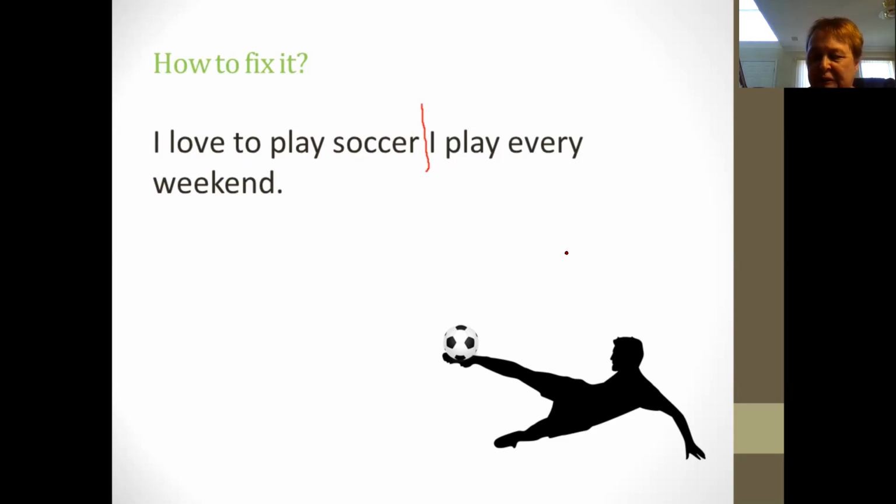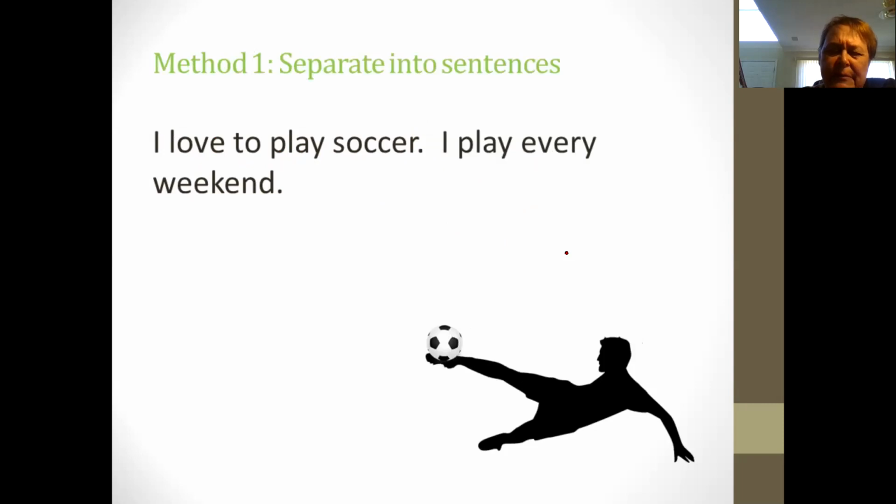So what can we do here to fix these? Let's go to the next one. First method is very, very simple. You just separate them into two separate sentences. I love to play soccer, period, capital letter, I, and actually I has a capital letter, but I play every weekend. Now we have two separate sentences, and this would be correct, okay? And this works quite well. The only problem is sometimes it makes your writing very, what we call choppy, like little short sentences. I like to play soccer. I play every weekend.